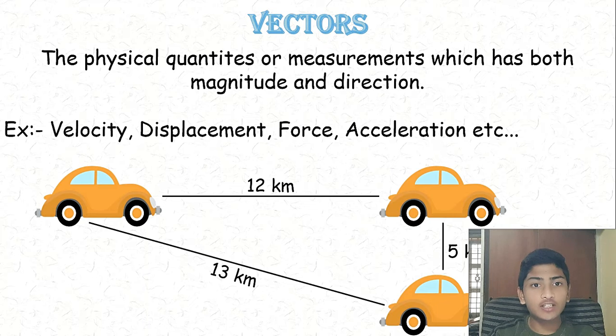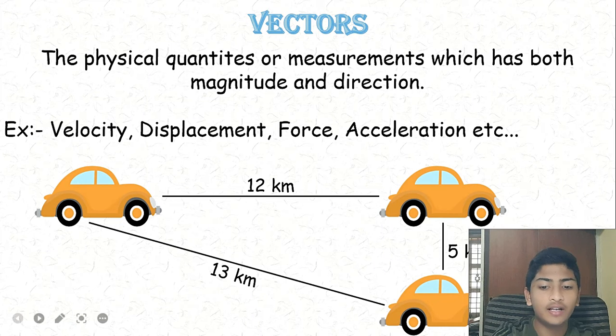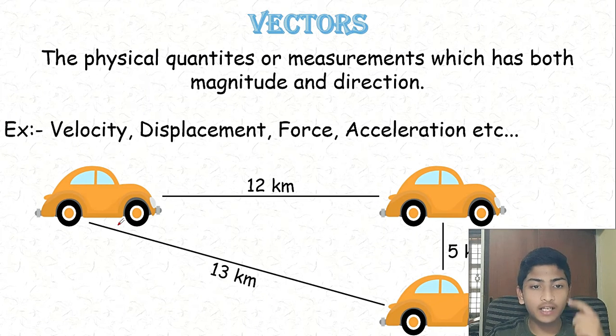Now vectors. Vectors are the physical quantities or measurements which have both magnitude and direction. Examples are velocity, displacement, force, acceleration, etc. Here there is an example of distance and displacement. If you take the distance, it's 17 km. When you come to the displacement, it is only 13 km. Displacement is the shortest distance from the original point to the final point.